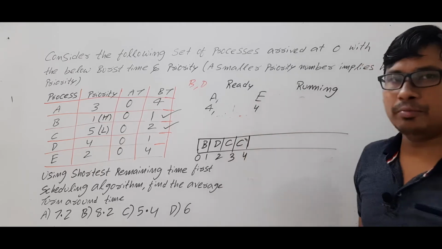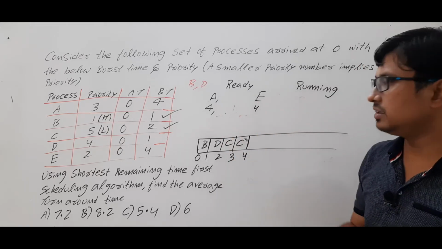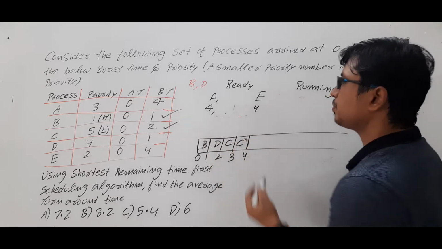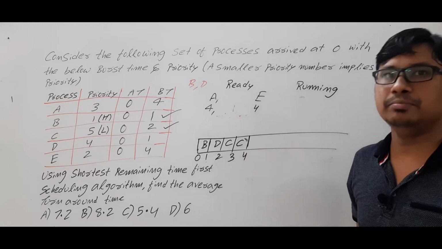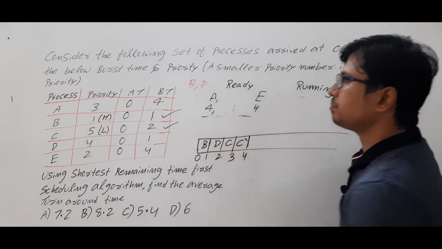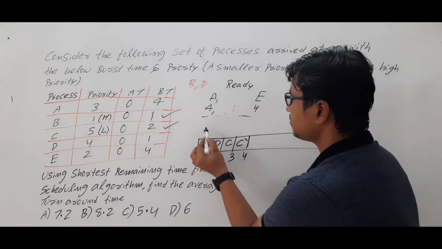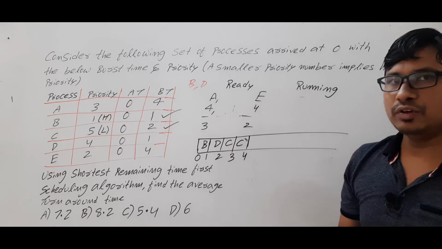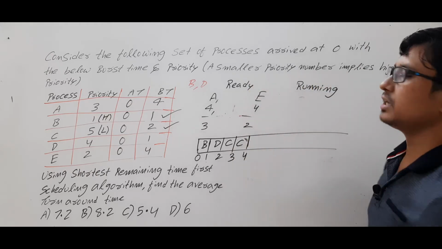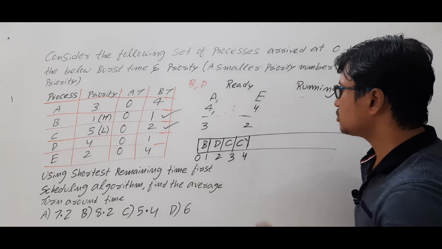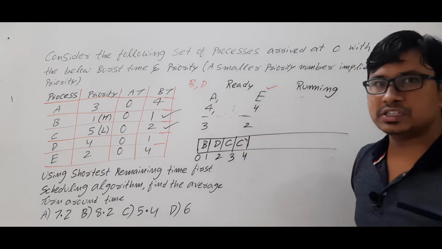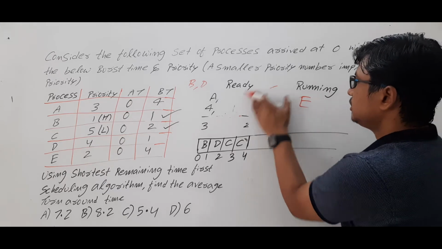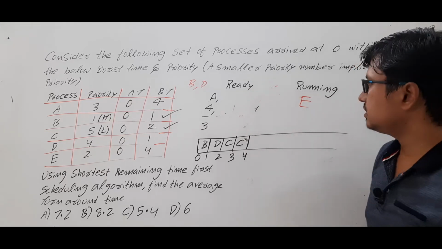So now process A and E are there in the ready state. Is it clear? Are you able to understand? Now process A and E have the same burst time, so we need to look at the priority. Process A has the priority number 3. Process E has the priority number 2. Now if you look at this point, a smaller priority number implies high priority. So process E has the lowest priority number, so it has the highest priority. It will be scheduled to the running state.